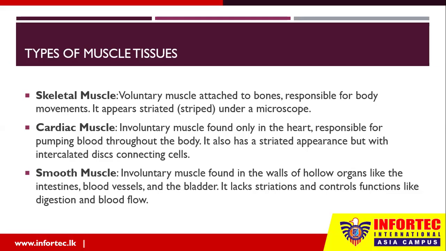Then moving to smooth muscles. Where can we see them? Smooth muscles can be seen in the walls of our internal organs. When we consider the control, similar to cardiac muscles, smooth muscles are involuntary. The only voluntary muscle available is skeletal muscle. So the cardiac muscles and the smooth muscles we cannot control.